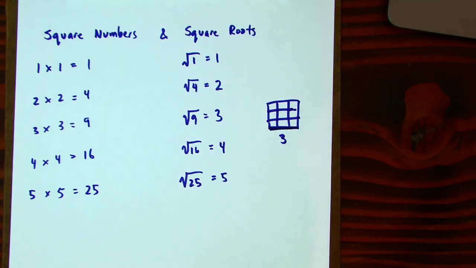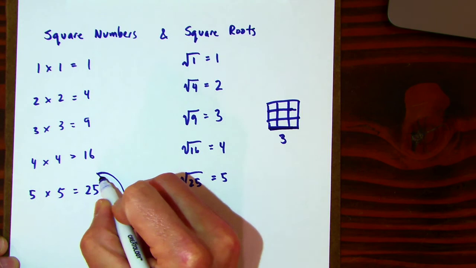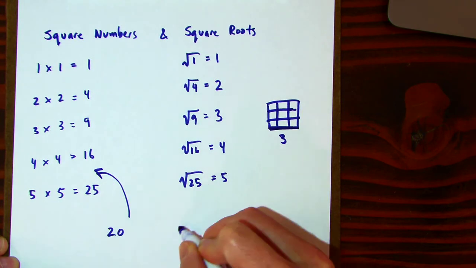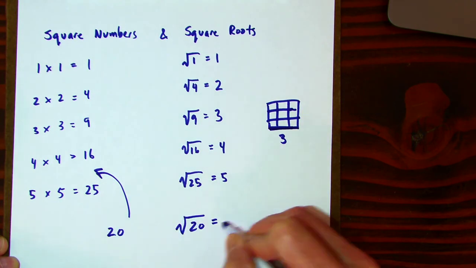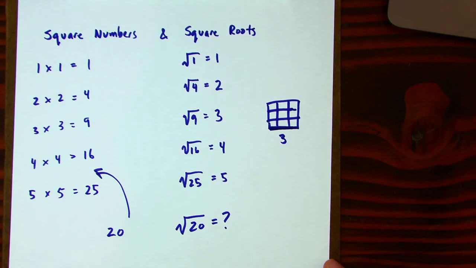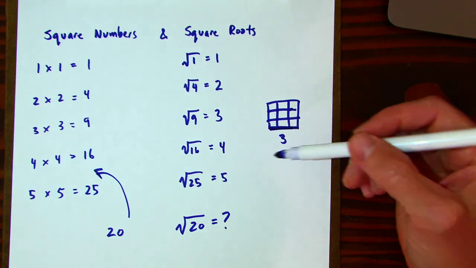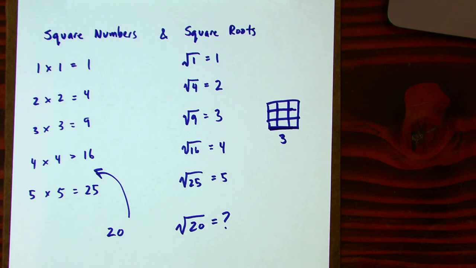One of the things that I want students to be able to do is to have some sense of what the square root of a number is that's not a natural square. So for instance, what about a number like 20? What is the square root of 20? All we need to do is understand that the square root of 20 is somewhere between the square root of 16 and the square root of 25. So it's somewhere between 4 and 5. And beyond that, it really doesn't matter.